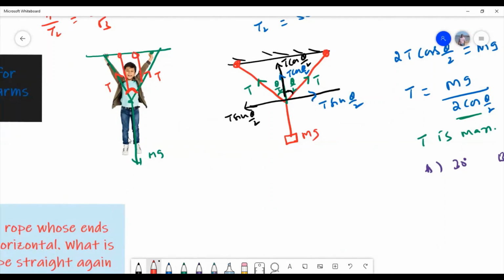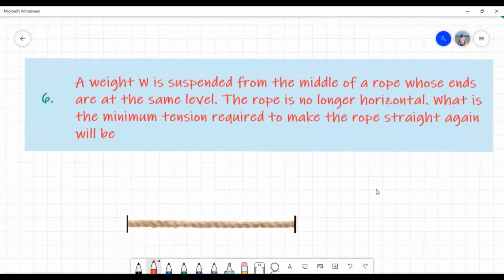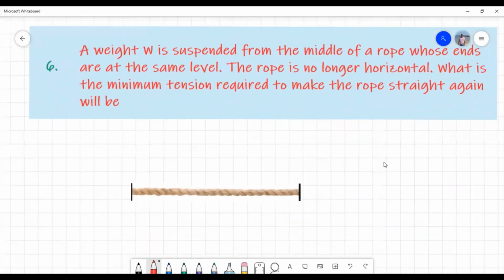If he stretches the hands wider, more tension will be there. Here tension is nothing but pain. He cannot hold it for more time. Let's see a last problem. It's also similar to that.